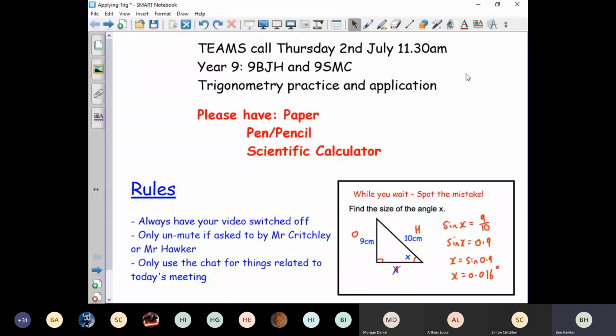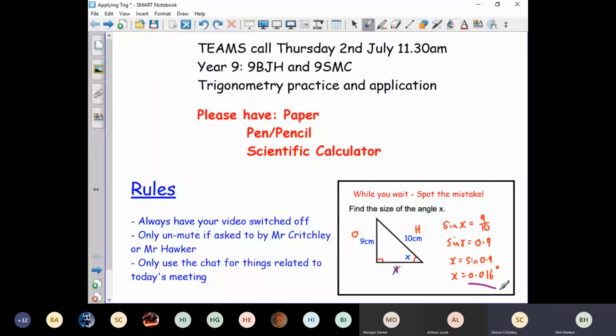So, spot the mistake. A few people popped it in the chat, but essentially the mistake is, we look down here, we needed to invert sine. So take the inverse sine of 0.9 in order to get the angle. We didn't, this person just took the sine of 0.9. So well done if you spotted that mistake.